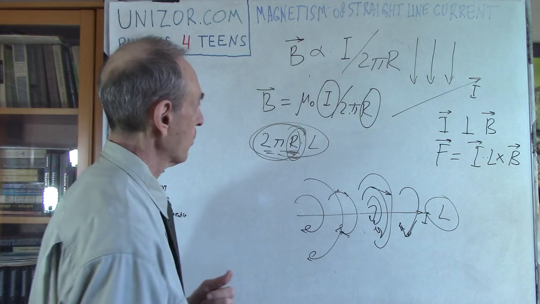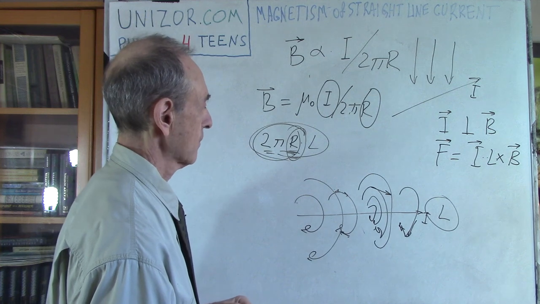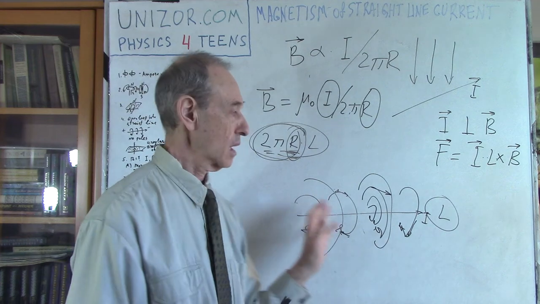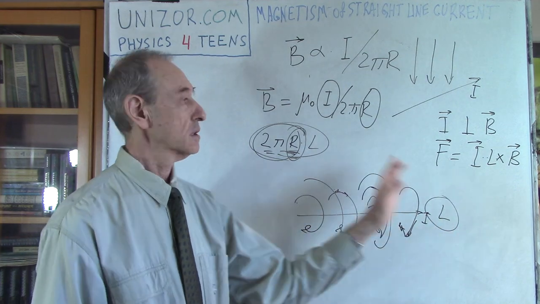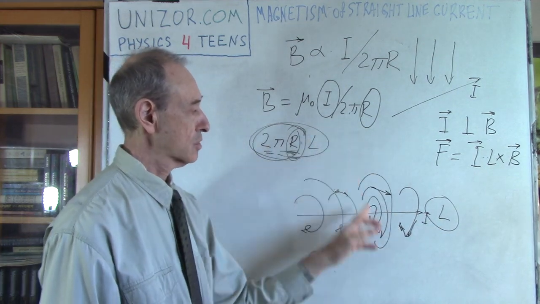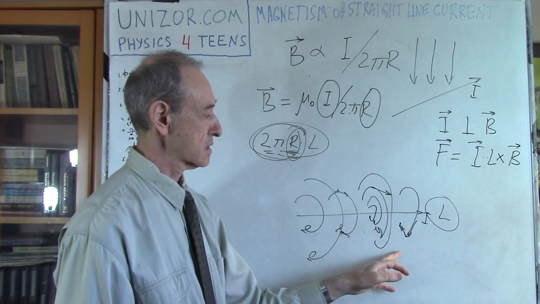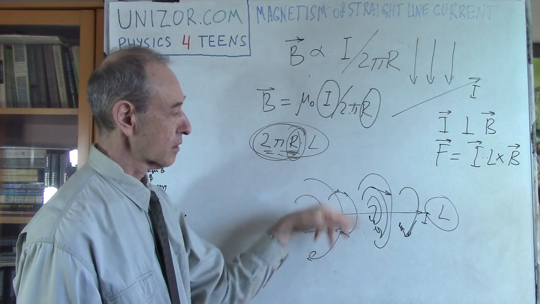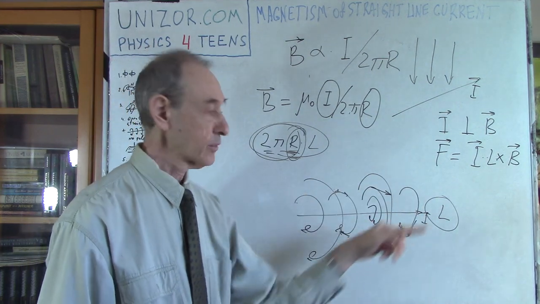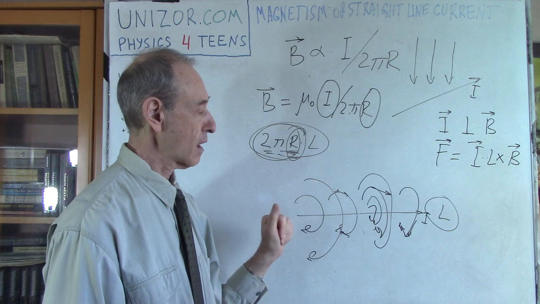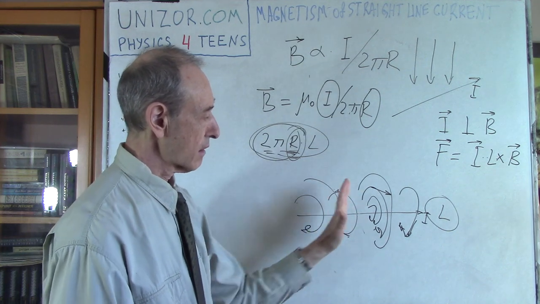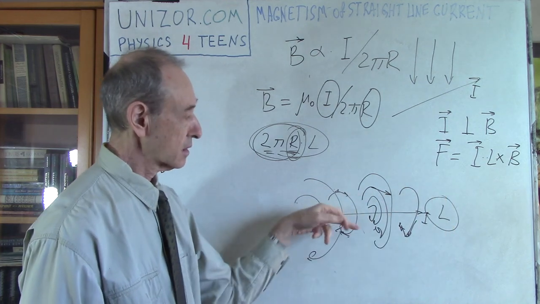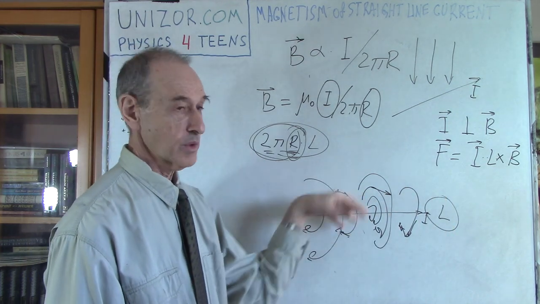And that would probably be it for today. So this is it. This is magnetic properties of a straight line current depending on the amperage and distance from this current. And don't forget that these are circular magnetic lines around this straight line current. These circles are each in the plane perpendicular to the current, and obviously in each plane we have many.